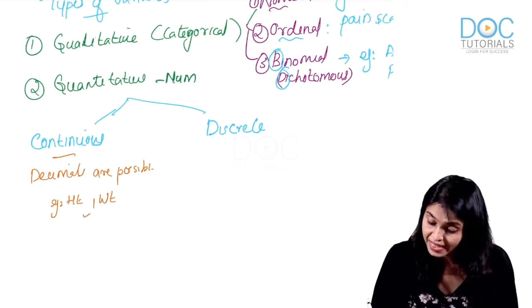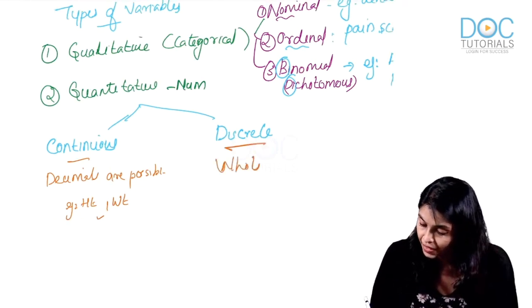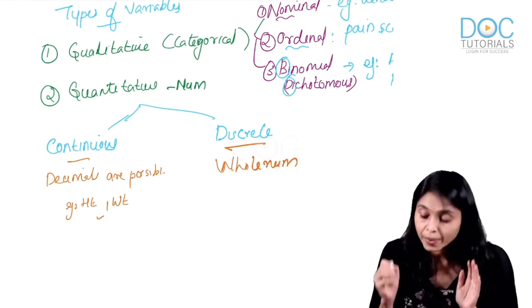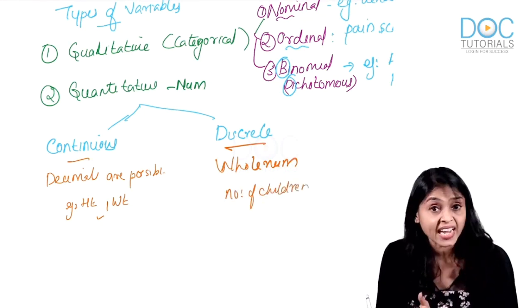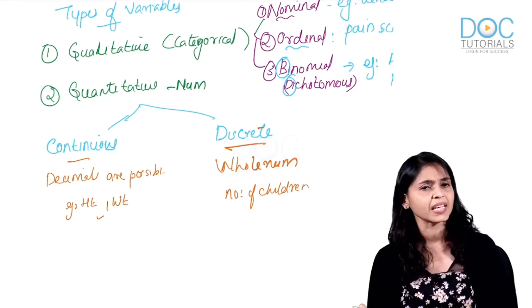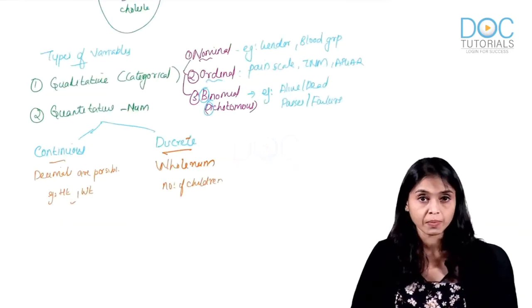Now what is discrete? Discrete means whole numbers. Only whole numbers are possible. As in the case of number of children, number of states in a country, all these come under discrete variable. Is that clear? So this is how you classify variables.